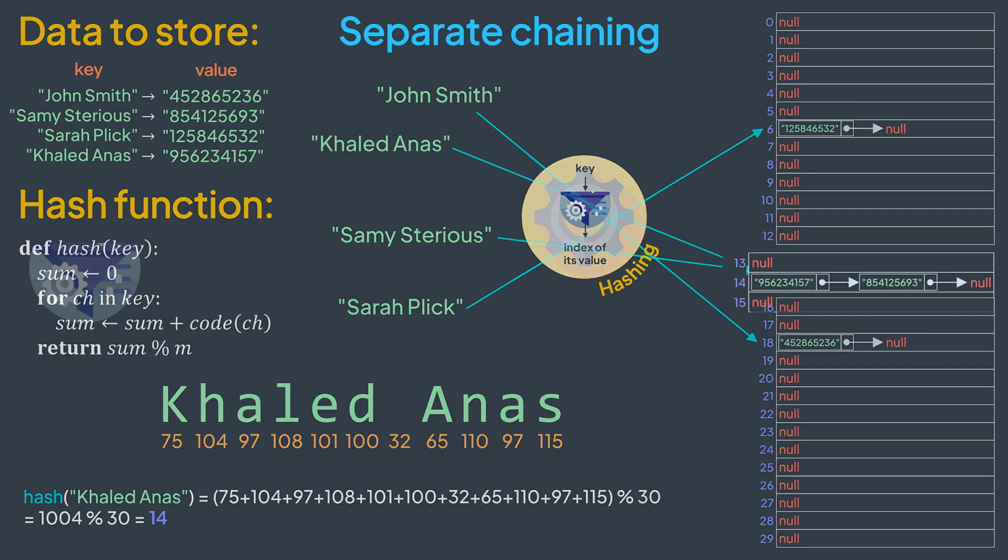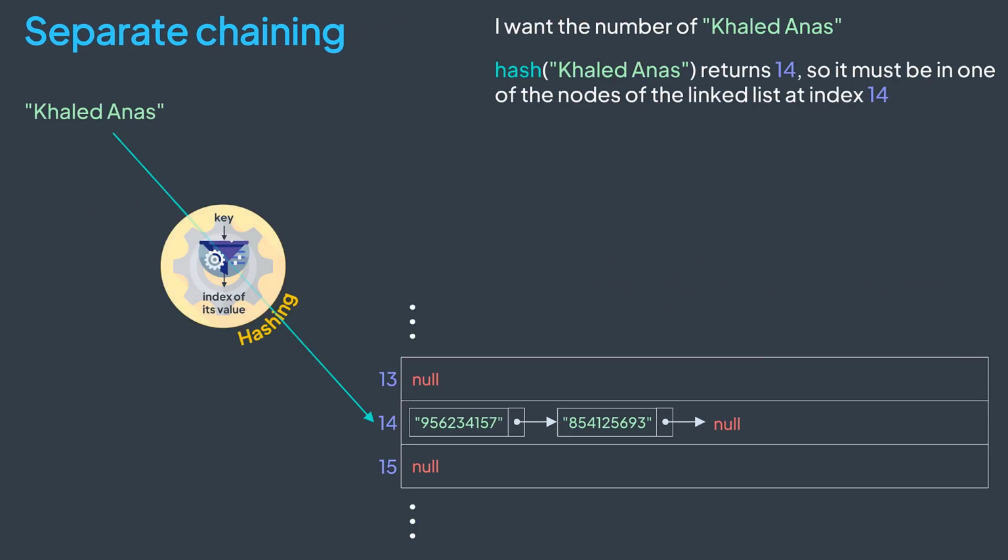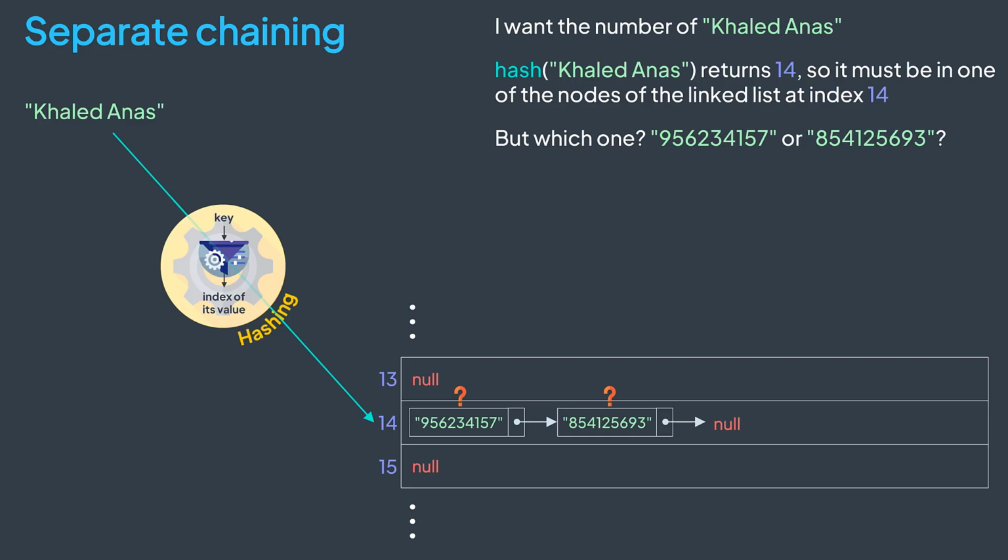However, one important detail. Imagine that I want the number of Khaled Anas. I hash his name, I get 14, so I know that his number is in one of the nodes of the linked list at index 14. But which one? We have no way to know which one of these two numbers belongs to Khaled Anas. We know that it's one of them, but we don't know which one exactly.